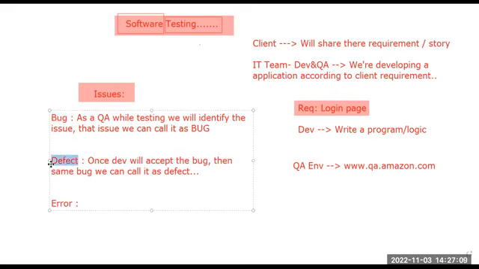And if an interviewer asks you what is the difference between bug and defect, you need to answer this. Being QA, we can identify the bug and we can report the bug to the developers. And once the developers accept that bug, then we can call it a defect. But in real time, both are the same. Clear, everyone? Yes, sir. So that is all about bug and defect.